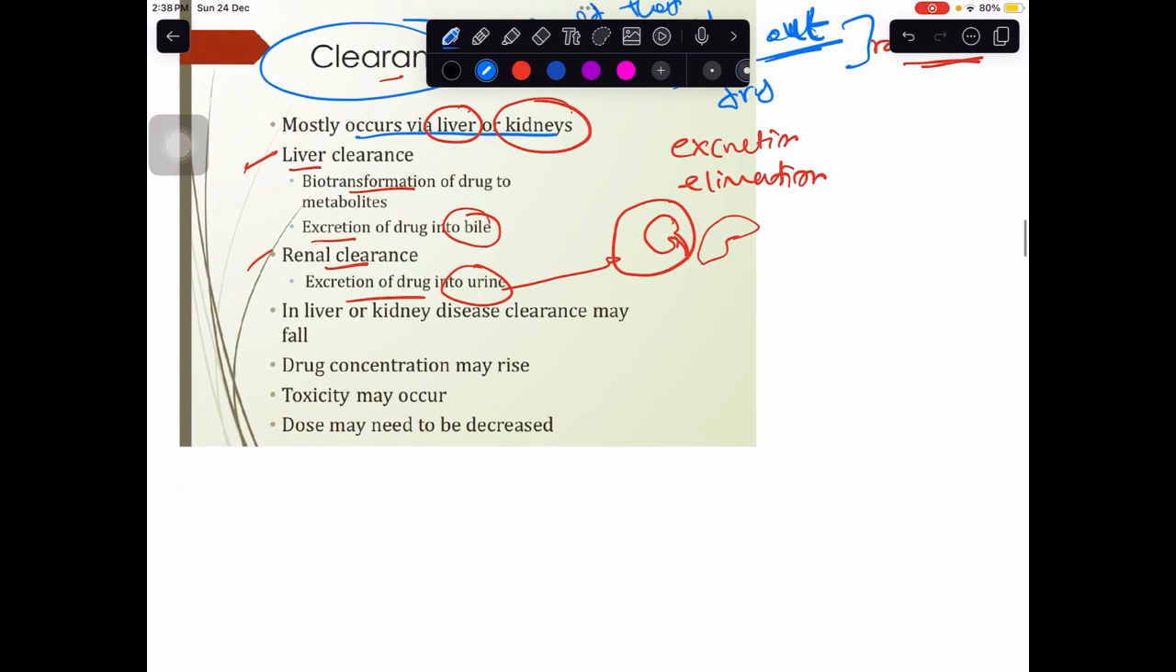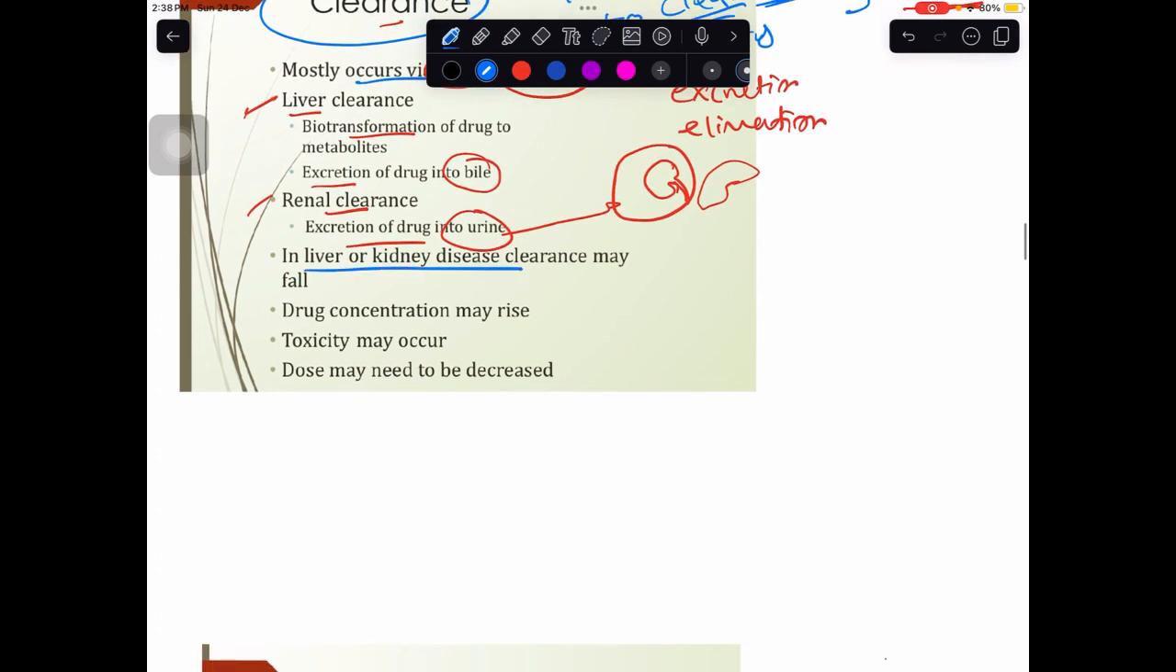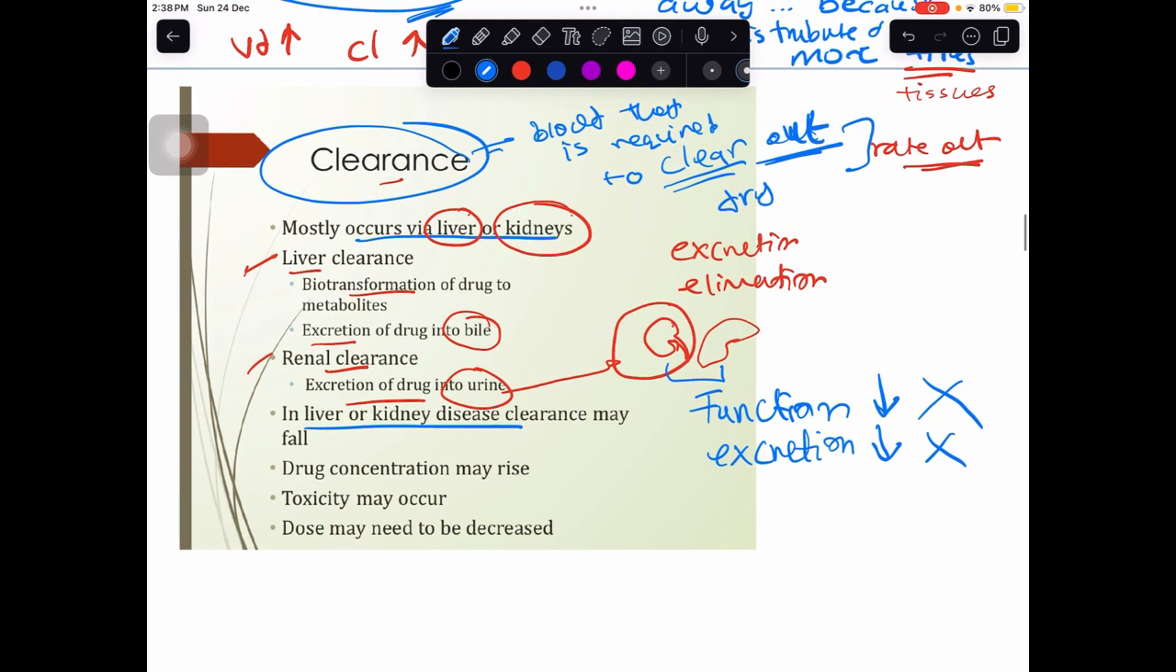Now, it says that sometimes in patients there is liver or kidney disease. When I have liver or kidney disease, this means that their function is not working. So the function is decreasing. What was their function? The excretion, the elimination. So excretion is now not working. This means my clearance will not work. The clearance will also decrease. This is what they're saying.